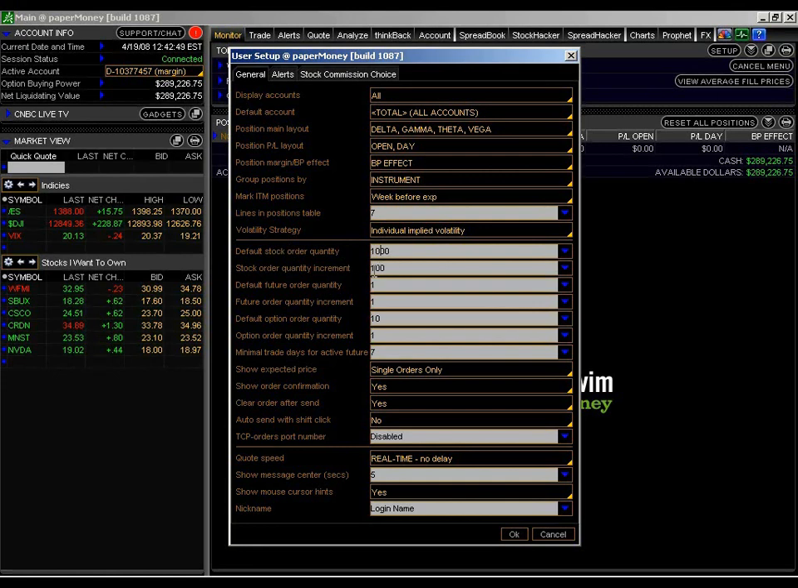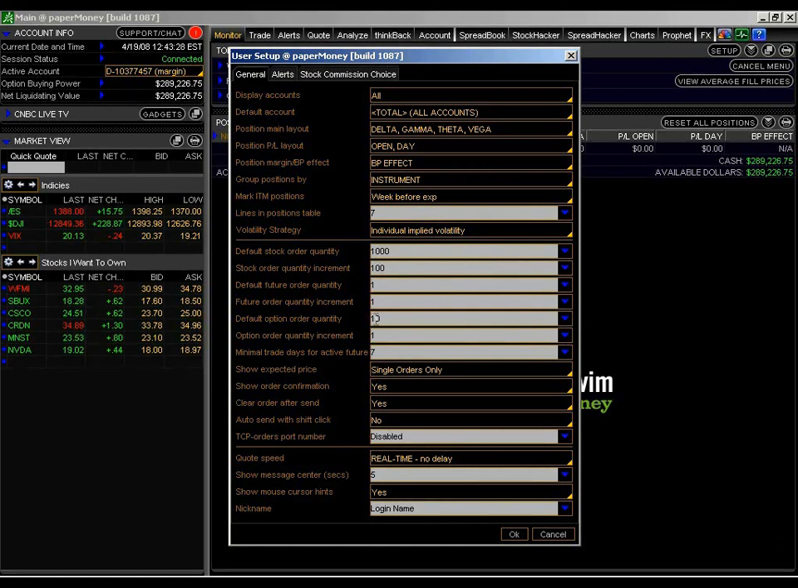The stock order increments, so if you started out at 1,000 shares and you wanted to toggle between different numbers of shares that you want to buy, you can either set that at 100 or 500. If you set that at 500, your initial stock quantity amount would come up as 1,000. If you toggled up 1 tick from that in your order entry system, it would go to 1,500 shares if you had this set at 500. If you have this set at 100, then you would toggle up to 1,100 shares as your default increment.